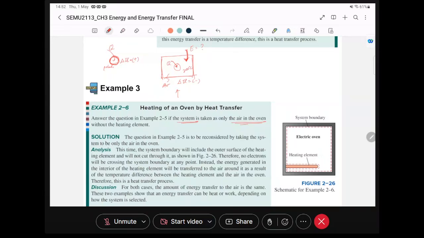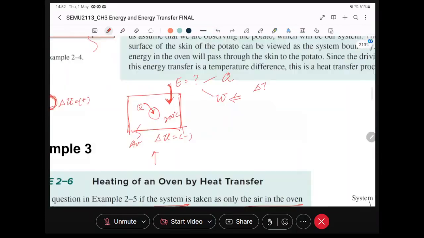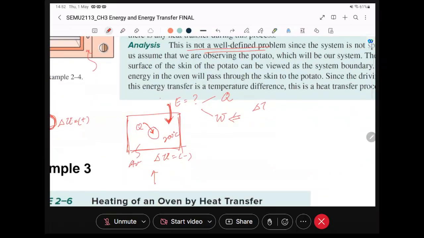Okay, so for this it is either heat energy or it is a work. Okay, and this is the oven. So therefore, it is not taking the heat from outside to heat it up. It is using the electrical energy. So therefore, it's in the form of a work, really. Okay, because there's no delta T. It's not the delta T that drives the energy going in.